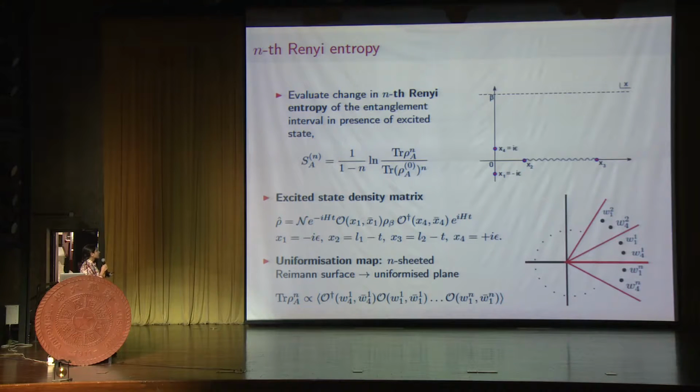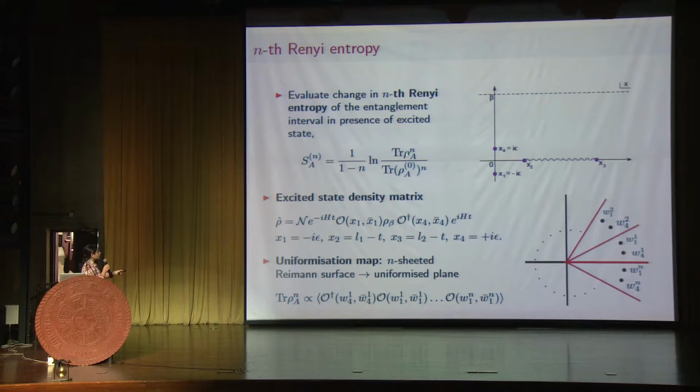So for this, we evaluate the nth Renyi entropy of the entanglement interval in the presence of the excited state. It is given as a function of the trace of n powers of the reduced density matrix of the excited state, where the density matrix of the excited state is given here. It is obtained by acting on the thermal density matrix with O and O dagger operators and then evolving in time. On the uniformized plane, the locations of the operators are at x1 and x4, minus i epsilon and i epsilon, and x2 to x3 is the location of the entanglement interval.